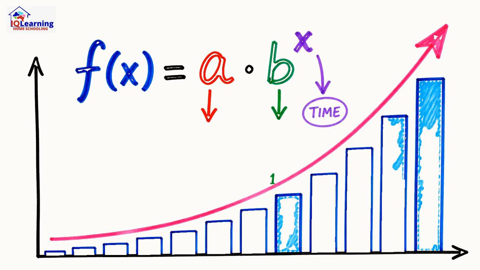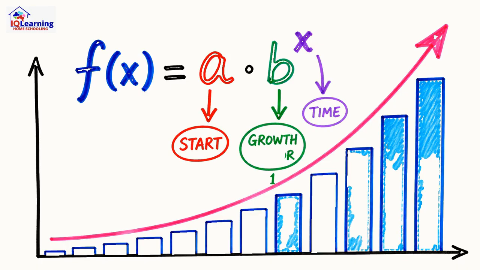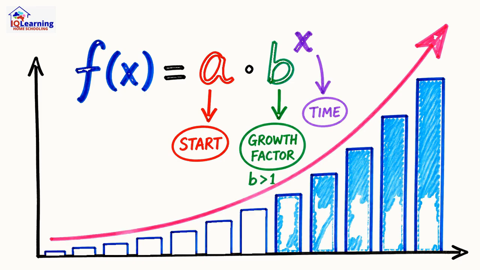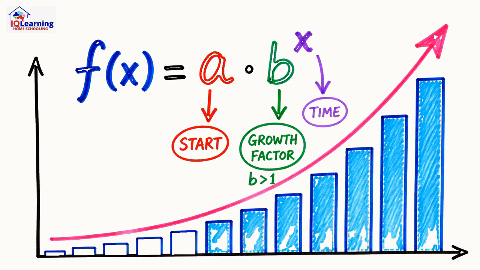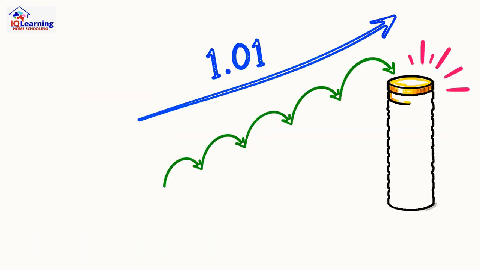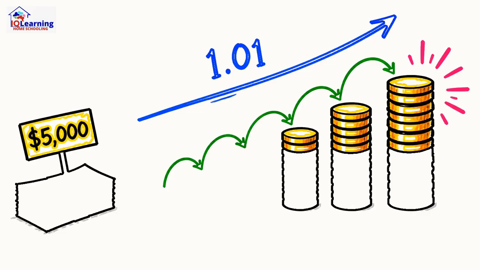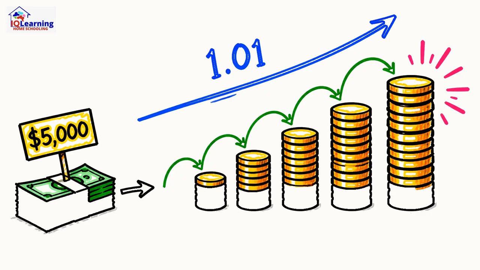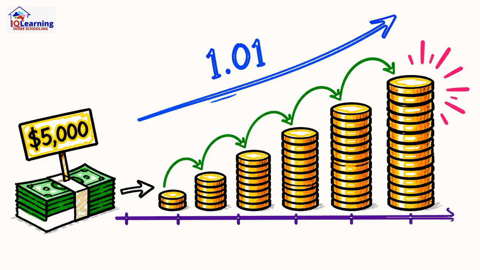Here, a is your starting amount, x is time, and b is the magic number, the growth or decay factor. When b is greater than 1, we get growth. Take compound interest. Say you invest $5,000 at 4% interest, compounded quarterly. Your growth factor is 1.01.